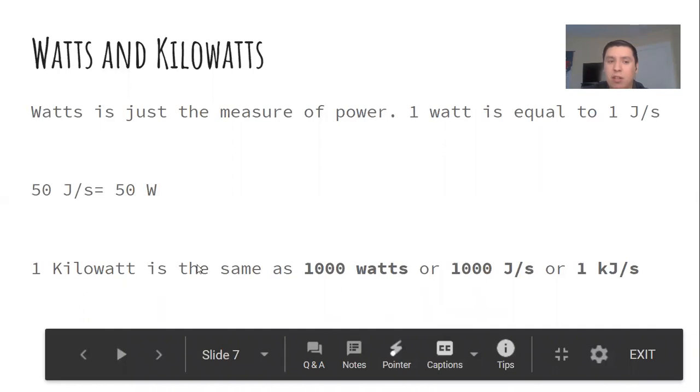So a kilowatt, if you remember, a kilojoule is 1,000 joules. A kilowatt is just 1,000 watts, which is just the same as 1,000 joules per second. Or you can just convert it from 1 kilowatt to 1 kilojoule per second.